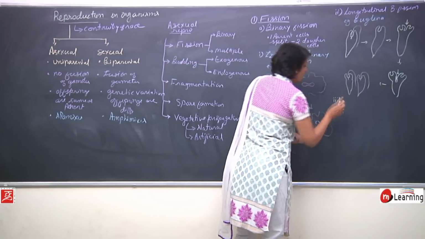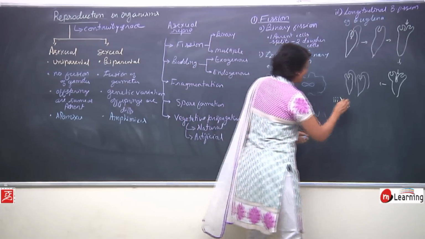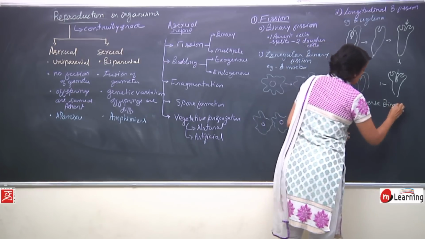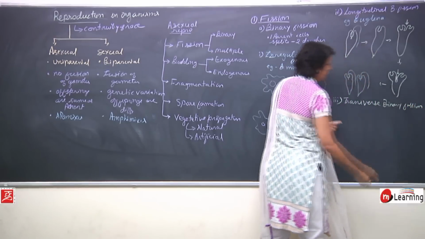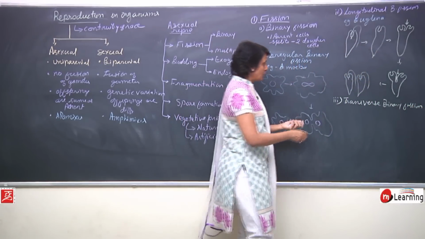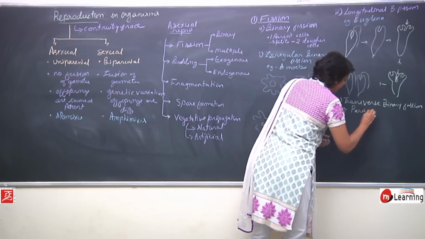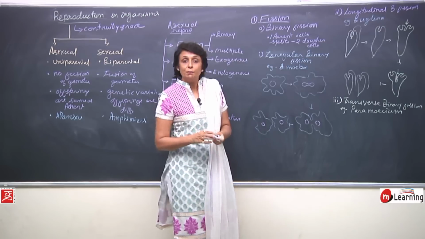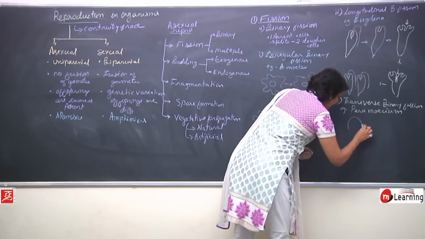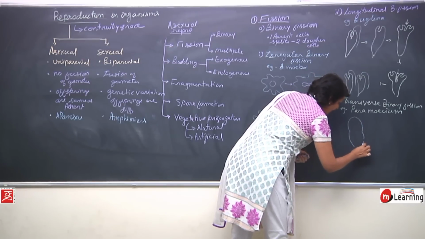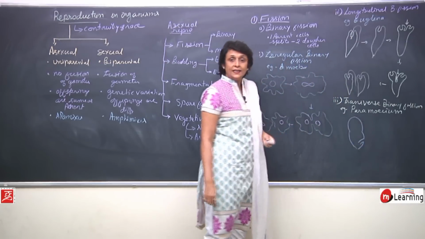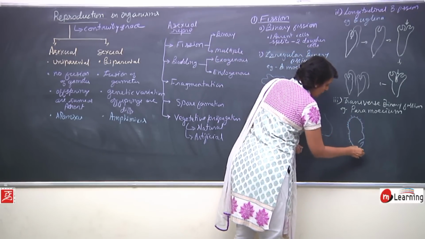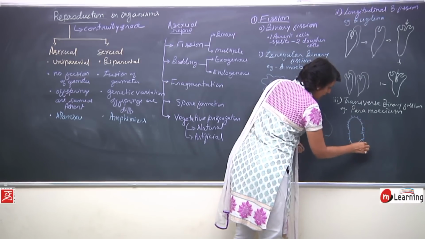The third type, the plane is transverse. So it is known as transverse binary fission. Transverse binary fission. The plane of cytoplasmic constriction is transverse. It is seen in paramecium. The structure of paramecium, the shape is slipper-like. Here it has a gullet. From here it takes the nourishment. The body is covered with cilia all along. In the gullet also there are cilia.